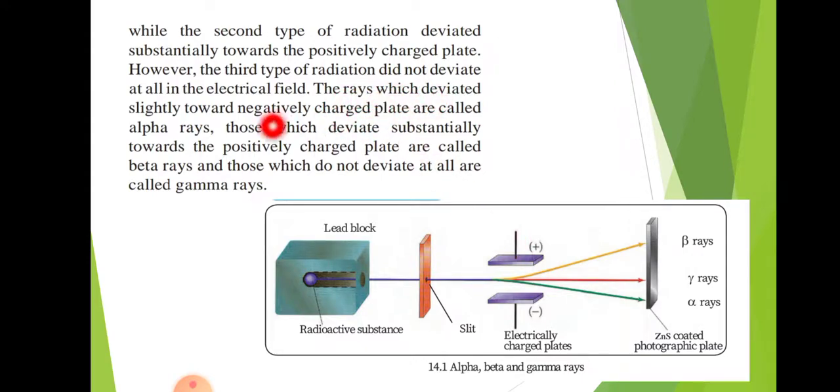The rays which deviated slightly towards the negatively charged plate are called alpha rays. तो ये ग्रीन वाली लाइन ये नेगेटिव की यहाँ पे जा रही है, उसको क्या बोलते हैं, alpha rays. Then the rays which deviated towards the positively charged plate, यहाँ पे you can see, so it is called what, beta rays. Okay, and the rays which do not deviate, मतलब वो reflect नहीं हो रही है, that is called what, gamma rays. So there are 3 types of rays: alpha rays, beta rays and gamma rays.